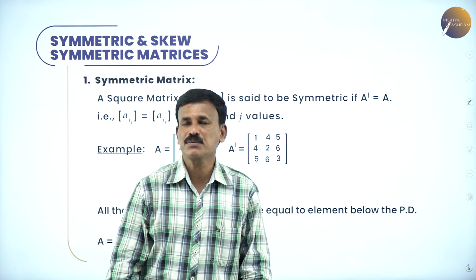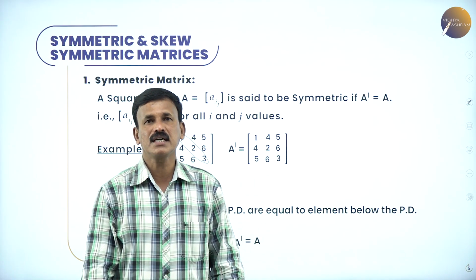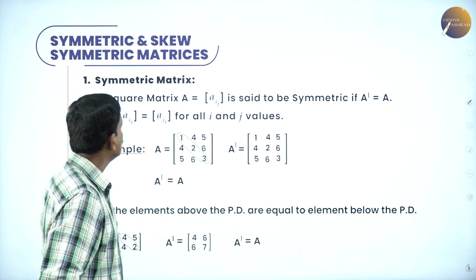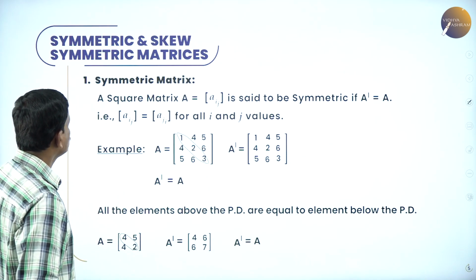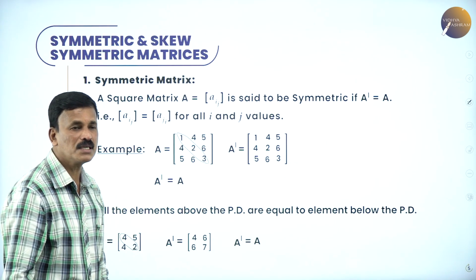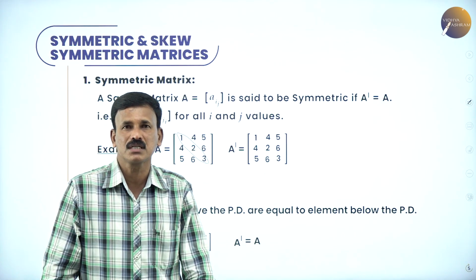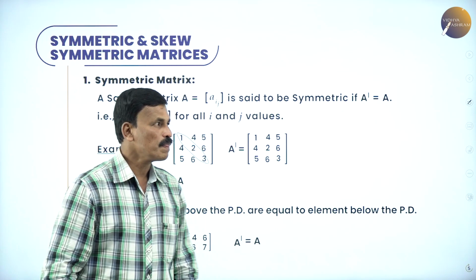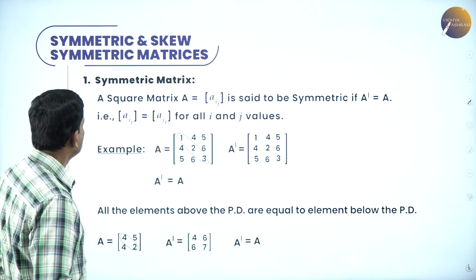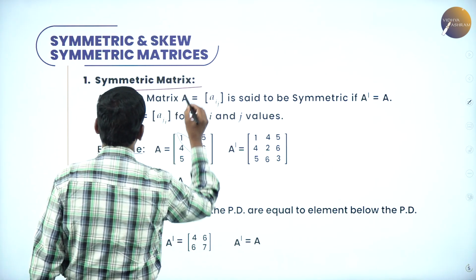Next concept we are going to study is symmetric and skew symmetric matrices. Symmetric matrix and skew symmetric matrix. This is a very important concept. Usually you will get one 3-marker question from this concept, symmetric and skew symmetric. Now let us know the definition of a symmetric matrix. What is a symmetric matrix?